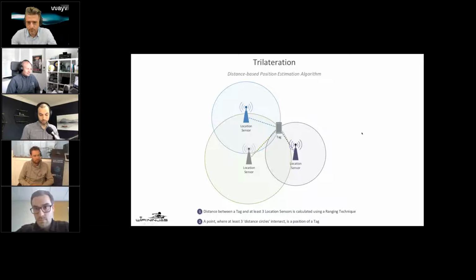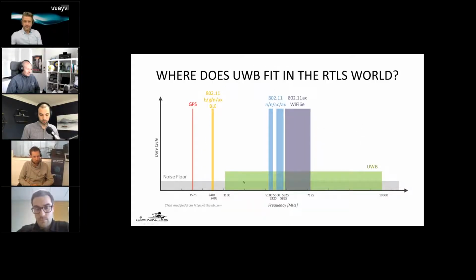And the accuracy is mad. It's up to a few centimeters. So that's where ultra-wideband sits in the RTLS world. It has a very wide spectrum. It uses 500 megahertz wide channels. It's very silent when compared to modulated sine wave protocols like 802.11.